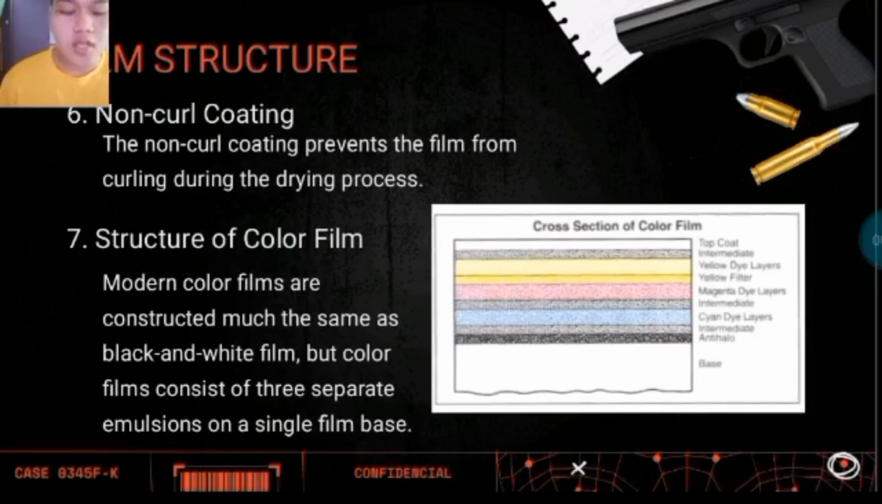The top emulsion is sensitive to blue light and produces yellow dyes. Between the top emulsion layer and the middle emulsion layer is a yellow filter. The yellow filter absorbs the blue light that would otherwise affect the middle and bottom emulsion layers. During the drying process, this yellow filter is dissolved. So the yellow filter is dissolved.